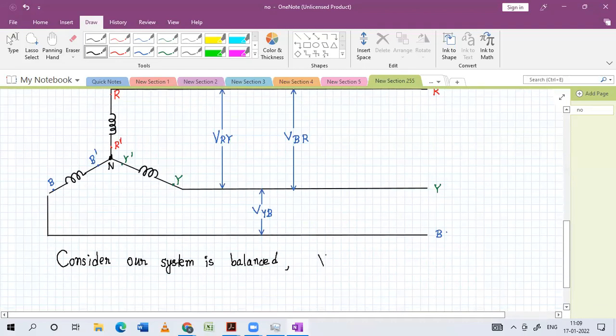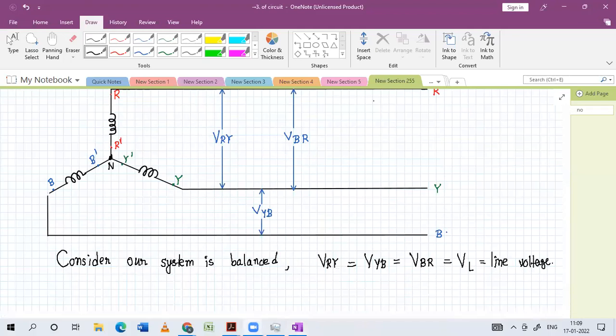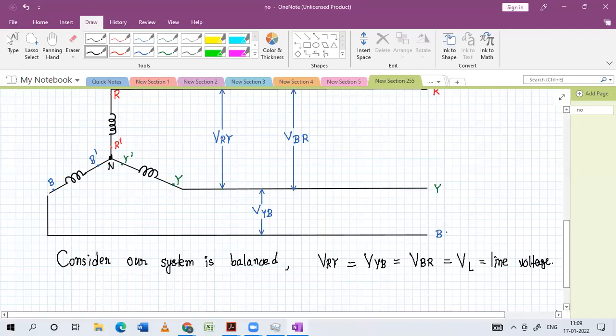So we can say VRY, the voltage between R and Y, the voltage between Y and B phase, and the voltage VBR are the same, and they are all known as VL. What is VL? VL is equal to line voltage. Clear? So instead of RY, you can write VRY, VYB, and VBR, and that is our line voltage.